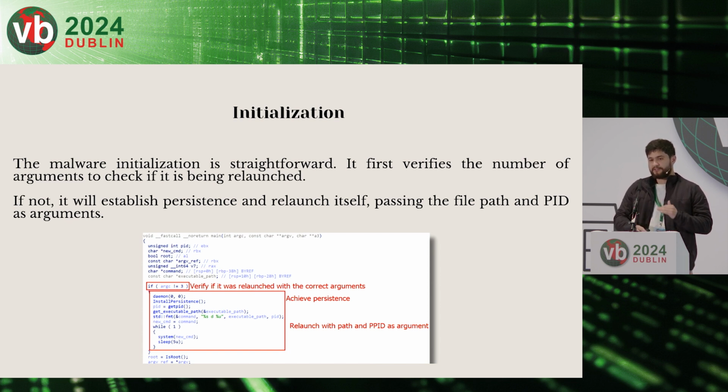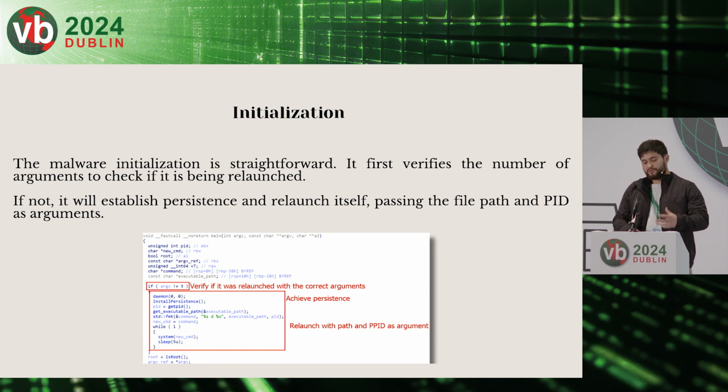Because if the number of arguments is 0, it means that it's executing directly. So it's the first execution of the DinodasRAT in the machine. So if this is happening in the first execution, it will execute as a daemon, so it executes in the background. Then it will achieve persistence in the machine. I will talk about this in a few slides.